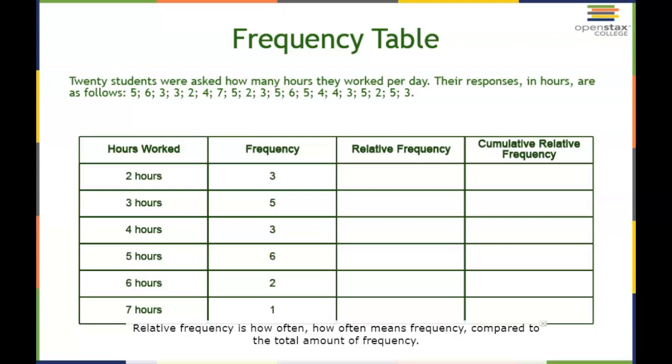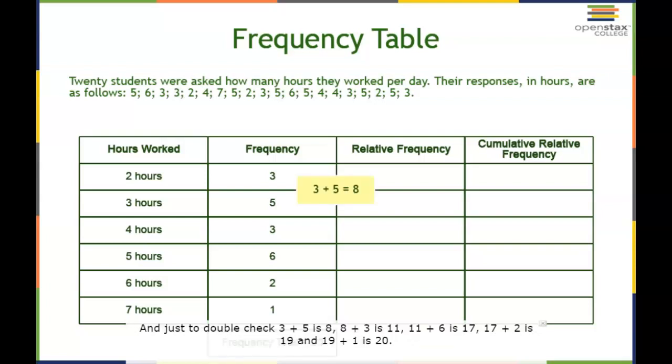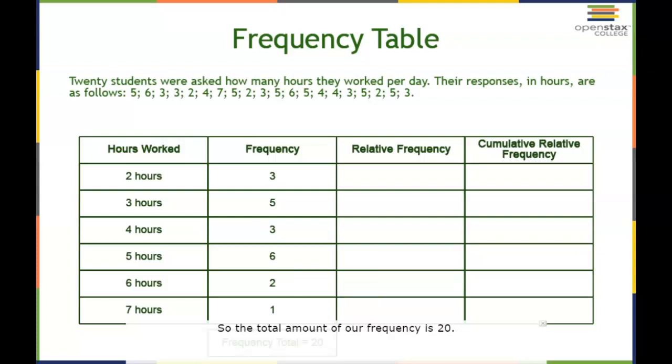Relative frequency is how often, meaning frequency, compared to the total amount of frequency. Now remember, we asked 20 students. So when you add up the column of frequency, you would get 20. And just to double check, 3 plus 5 is 8. 8 plus 3 is 11. 11 plus 6 is 17. 17 plus 2 is 19, and 19 plus 1 is 20. So the total amount of our frequency is 20.